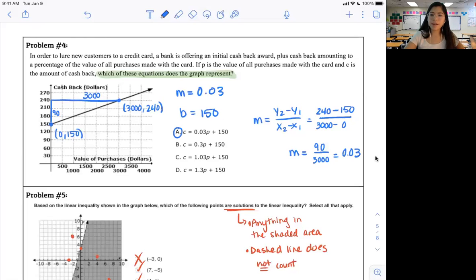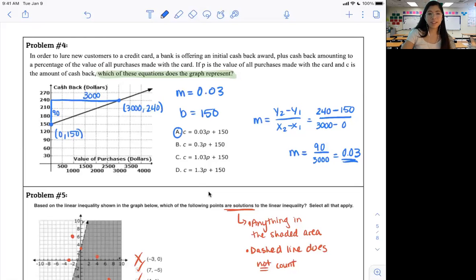Nope, definitely A, because we got 0.03. We didn't get 1.03. We got 0.03. Like the M is what M is. M. We're not going to add any ones to it or anything like that. Any other questions?